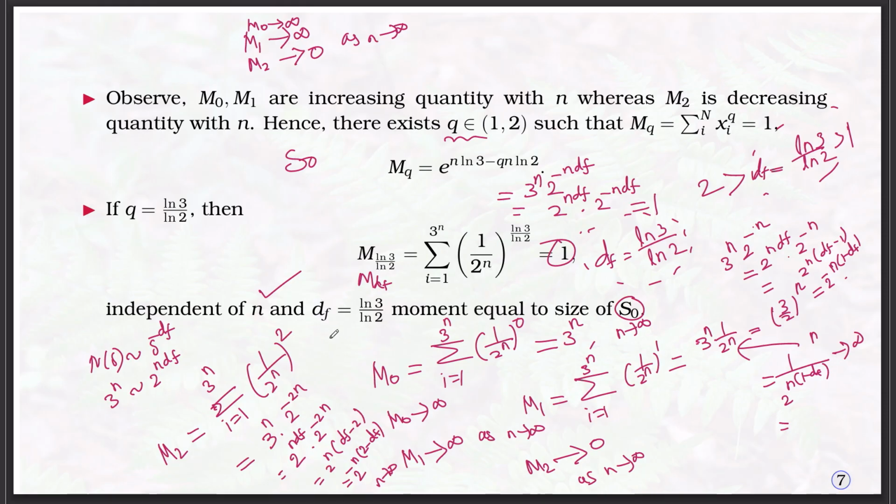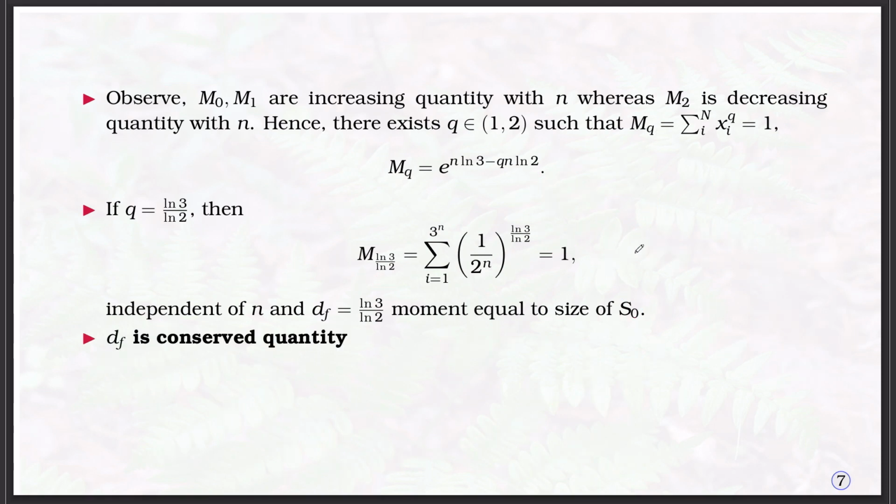So, this dfth moment in each iteration, if you take the size of each triangle as this ratio, then you can find the total mass, which is equal to the mass of the initiator. Therefore, here also df is a conserved quantity.